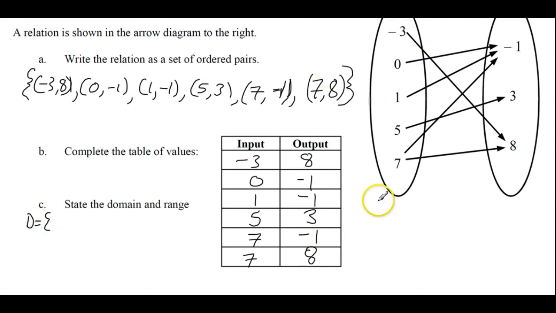Well, the domain is just what's in here, right? It's all of the first coordinates, negative 3, 0, 1, 5, 7, and that only needs to be listed once. So negative 3, 0, 1, 5, 7. Does the order matter? No, but it's easier if we put it in numerical order from lowest to highest. If everybody does that, then when we're looking at it, we're all looking at the same thing.